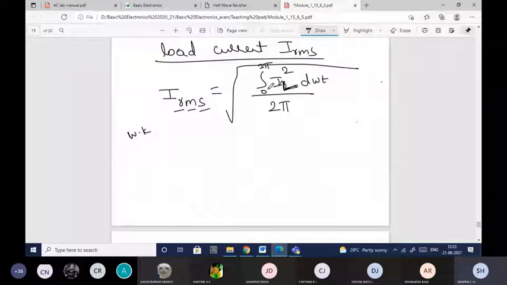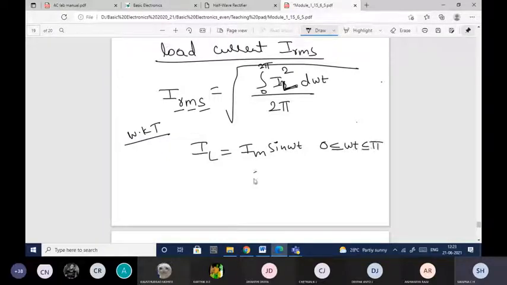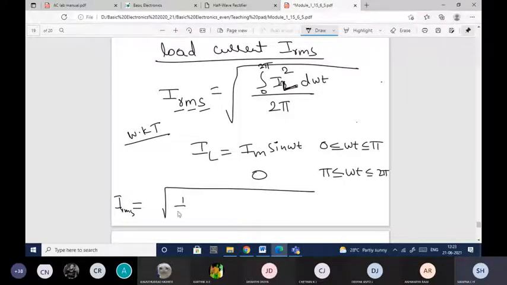Now we know that IL is nothing but Im sine omega t from 0 to pi and is equal to 0 from pi to 2 pi. Okay, so here the IL value is different from 0 to pi and pi to 2 pi, so I have to split the integration. So IRMS is equal to root of 1 by 2 pi. I'll split the integral: 0 to pi IL square d omega t plus integral pi to 2 pi IL square d omega t.